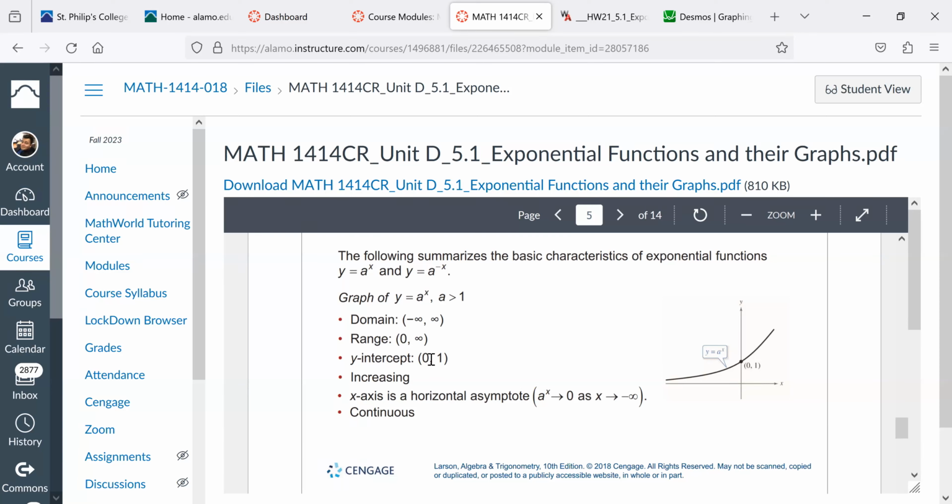Y-intercept is 0, 1. So 0, 1 right there. So as x approaches negative infinity, a to the x approaches 0, so that's the asymptote we're talking about. So this function is continuous everywhere. You can plug in any number. So this is really all you need as a summary for a general exponential.